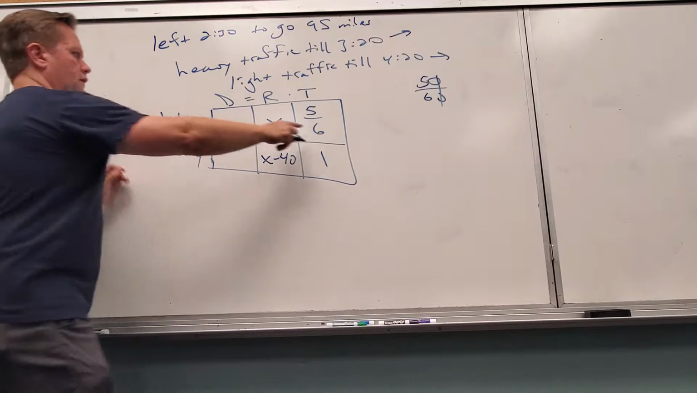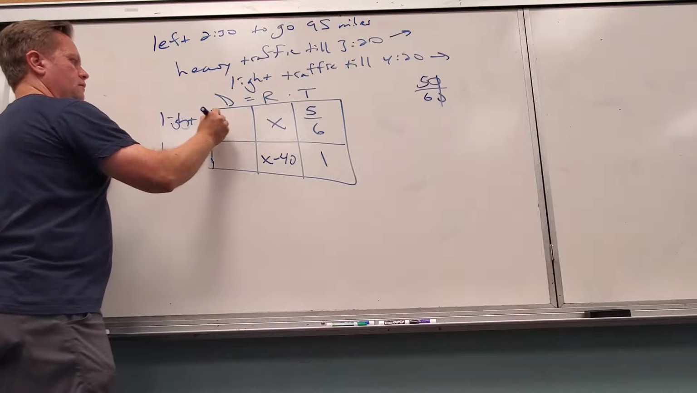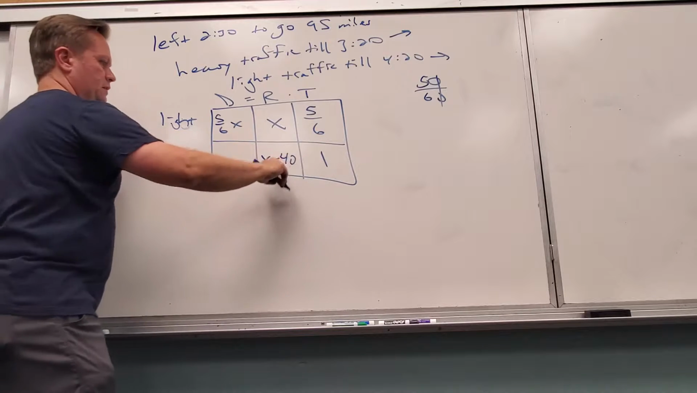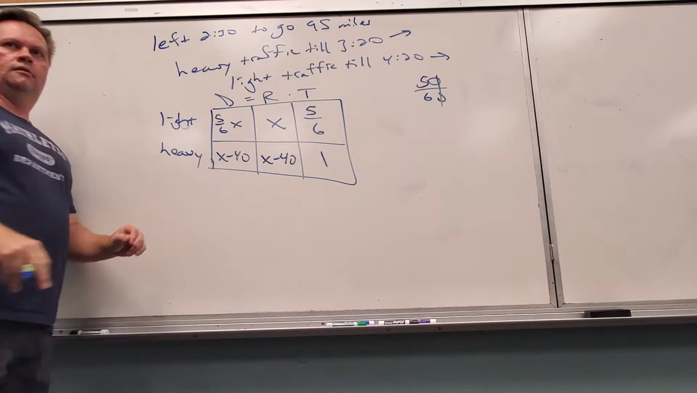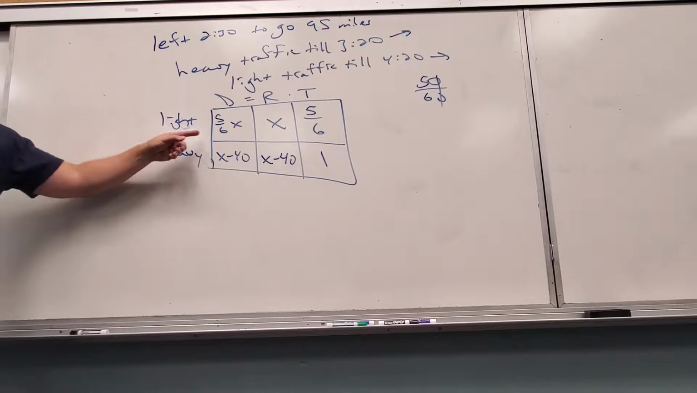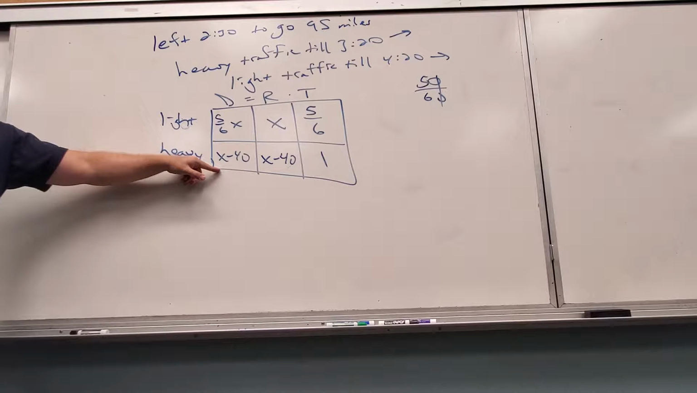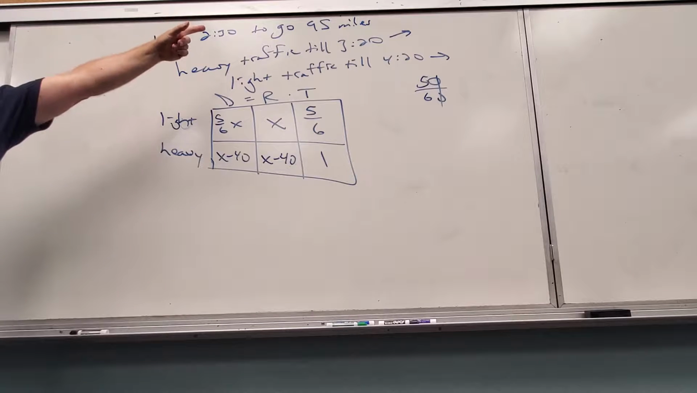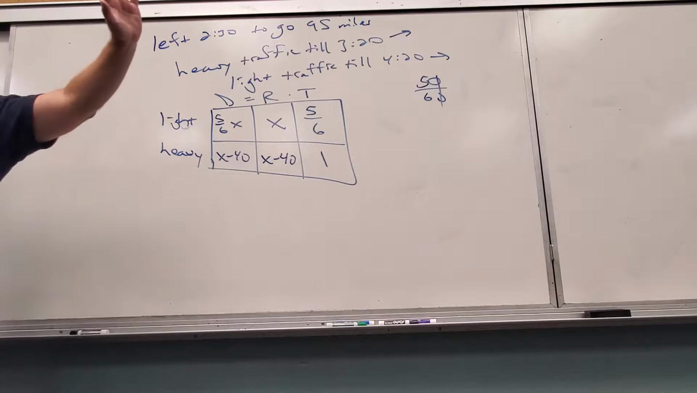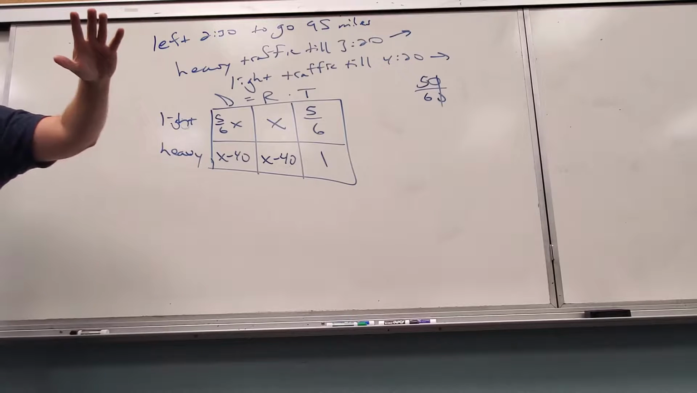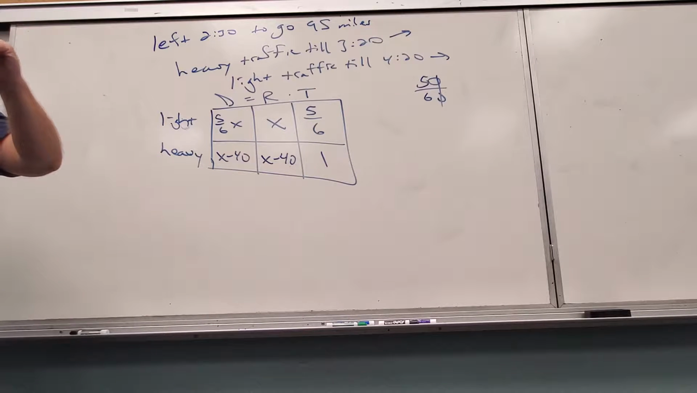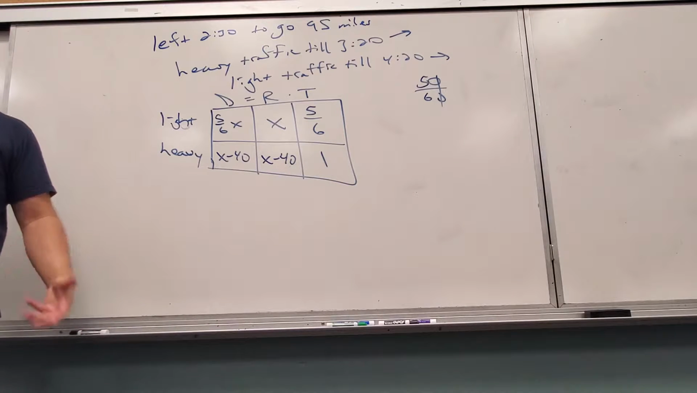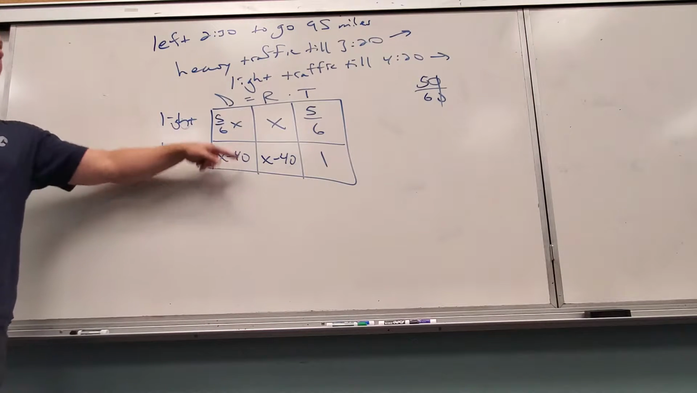Now, how do I build these guys up? 5/6 times x, just do what it says. And this would just be 1 times this. Now, what's the idea here? What are these distances supposed to do? Add up to be 95. It's the total distance she had to go. Do you guys see that? The rest of it should be the easy step, but we'll see. So that plus that equals 95.